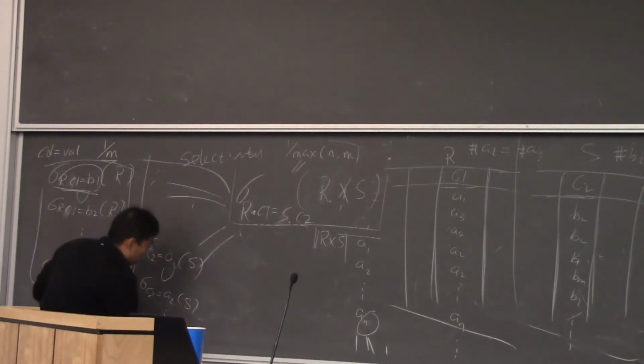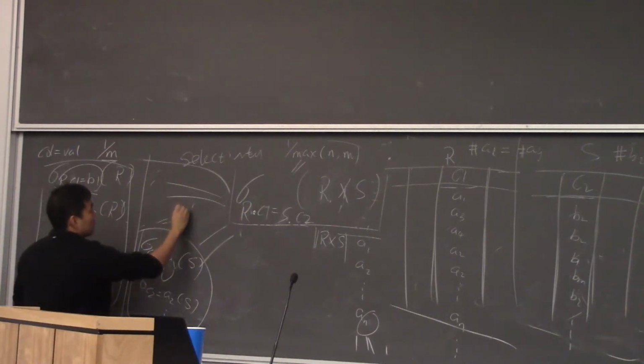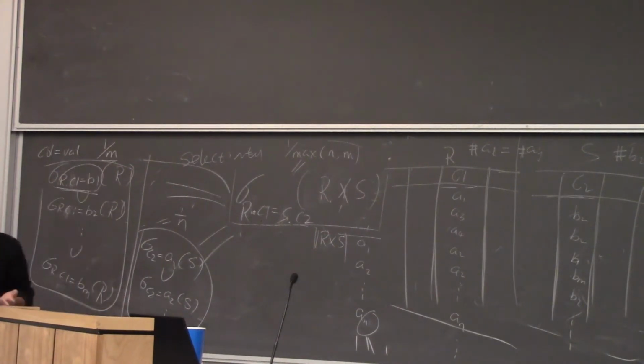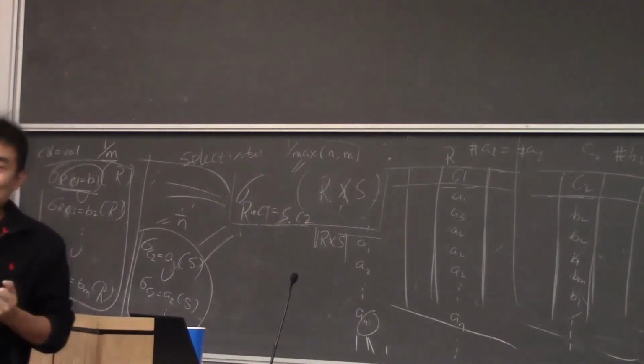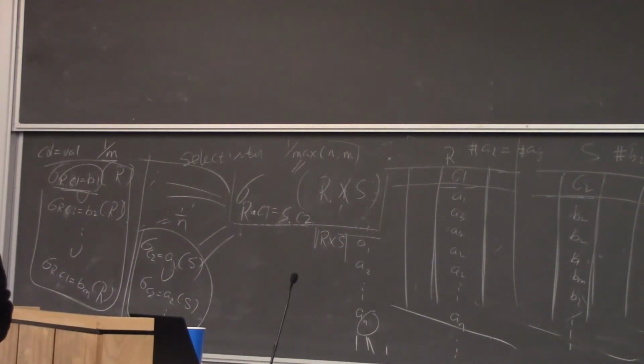Here, the overall selectivity using the same argument is 1 over n. So the overall selectivity must be either 1 over m or 1 over n. It can only be one of the two. But y is the smaller of the two, not the bigger of the two.